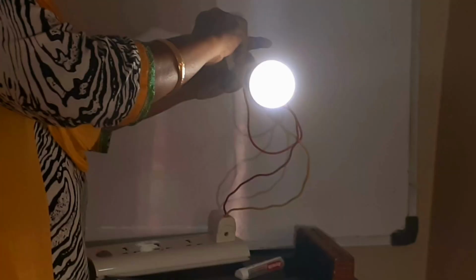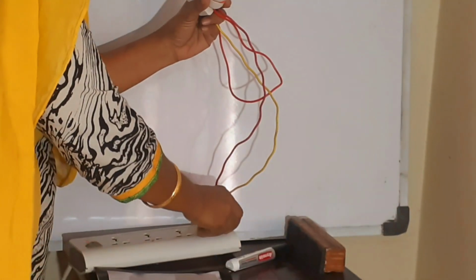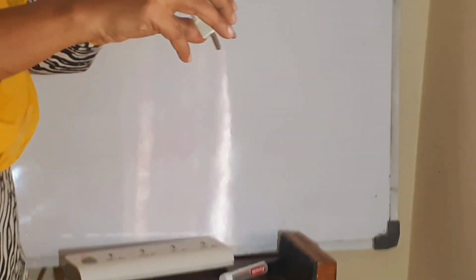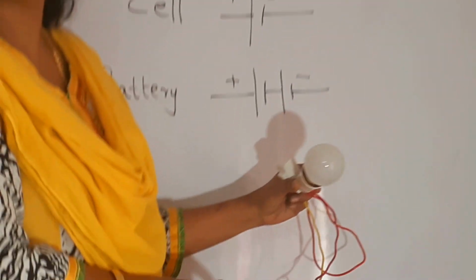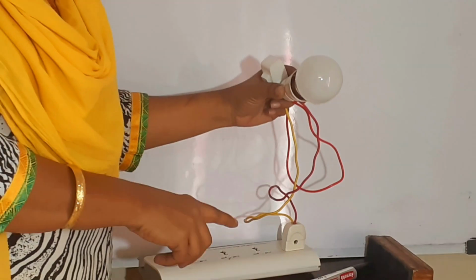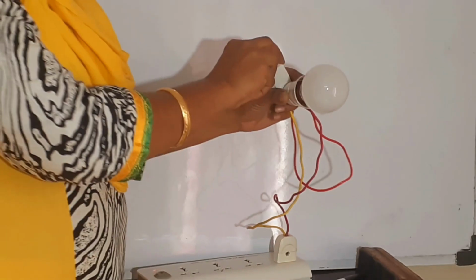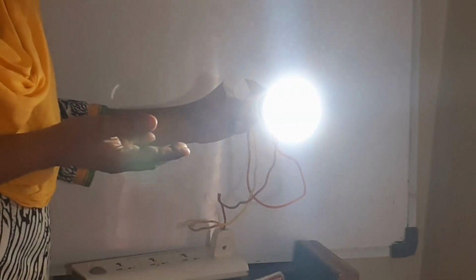Suppose what happens if I take this plug and connect it in the opposite direction? I am keeping it like this and then connecting, just the way we reversed the cells in the earlier case. Now if I switch it on, the bulb is glowing.